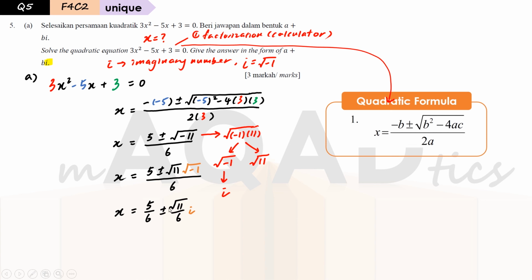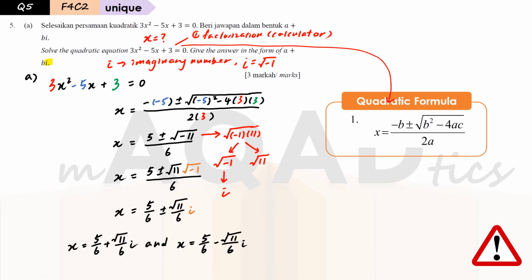Okay, so since we have a plus minus here, it means that we have two answers. So let's write out the two answers here. It would be the positive version and the negative version. But you may be asking this question, teacher, in the question here it says the answer must be in the form of a plus bi. There's the plus here. So if my answer has negative or minus, should I reject that answer? Technically we don't need to. We can accept both x values as our answer.